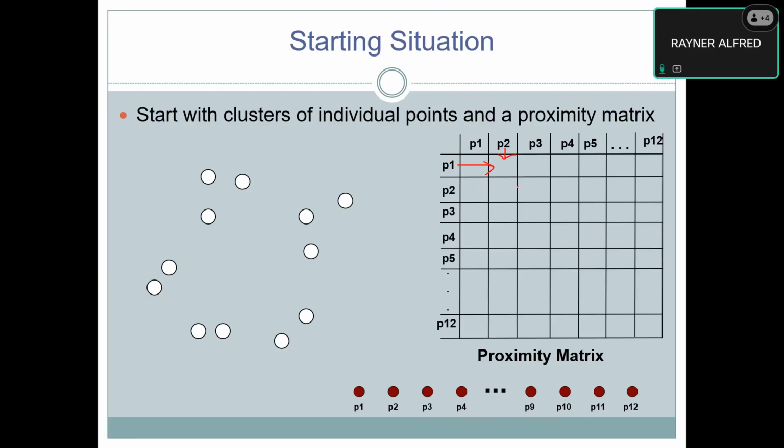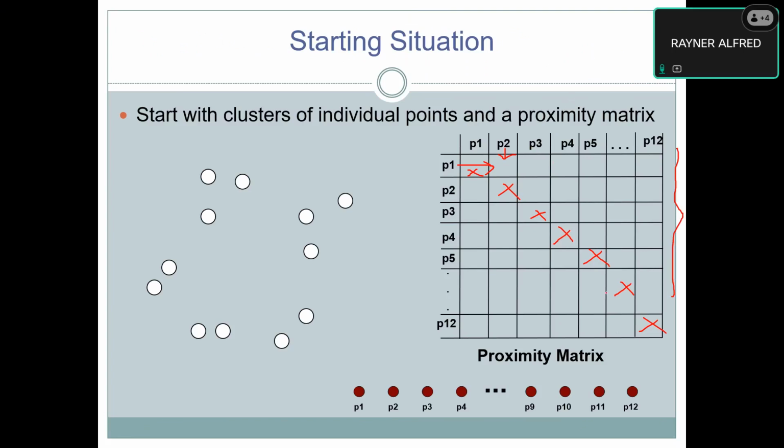And the rest of them. For this one, we don't need it, because they are referring to themselves. So we don't need this one. Okay. Based on the distance of all of this, we can use the Euclidean distance. We take the smallest one and then combine them.